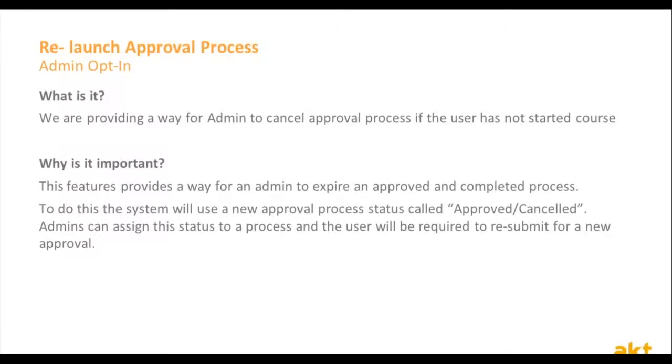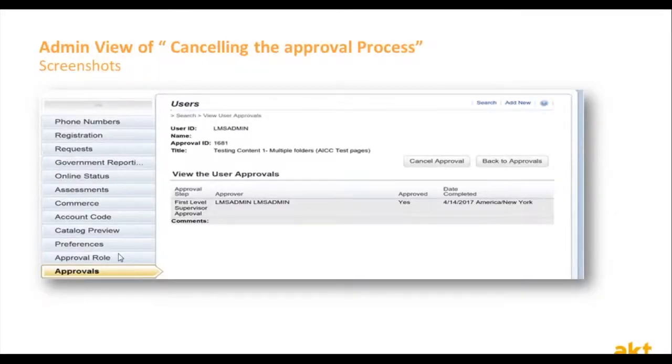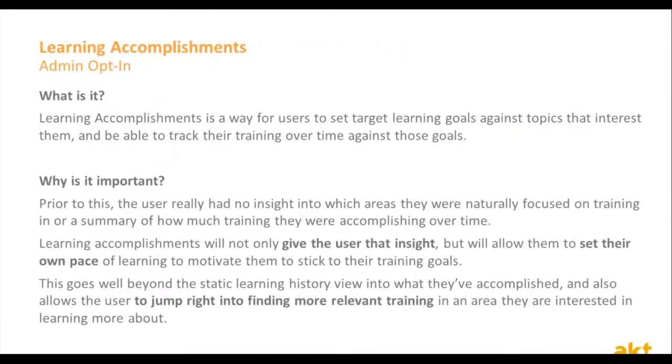Another thing here is a relaunch of approval process. It's basically a way for admins to cancel the approval process only if the user has not started the course. The importance here is for employees that got the approval but took the time to go to the course and start it. So the admins now have the option to set a time limit and say, okay, you didn't start the course until now, I'm deleting your approval, and from now you need to relaunch it and get the approval again. You can see that when you go to the user under approvals, you have the option here to cancel approval.